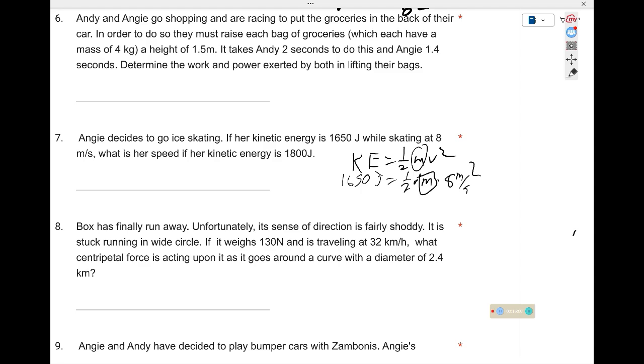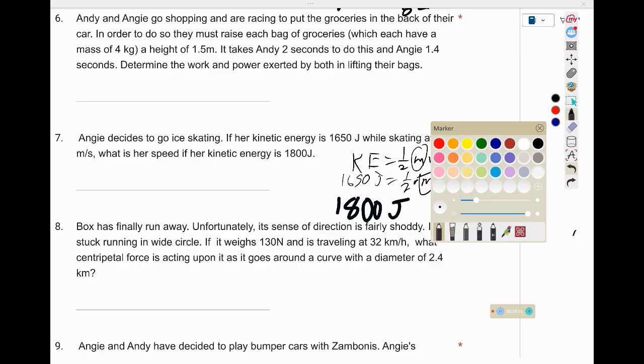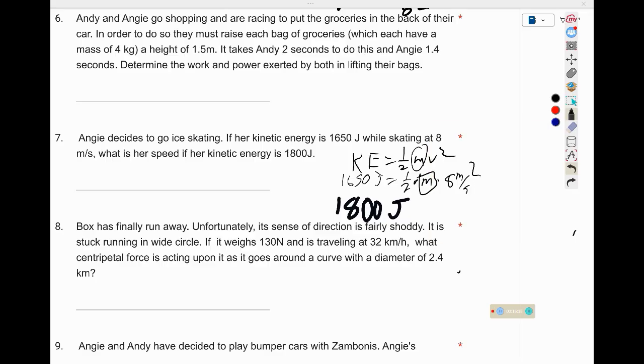Which, of course, my pen went for like all of 8 seconds. So we're going to plug it into 1,800 joules. I wonder if I can... Oh, that's darkness. I can make you a little bit smaller.